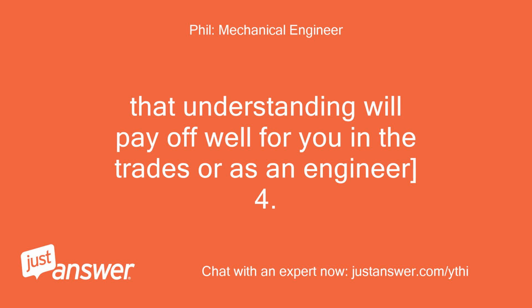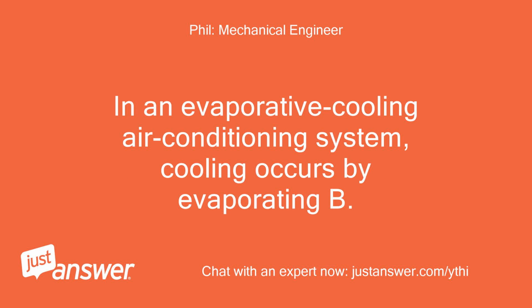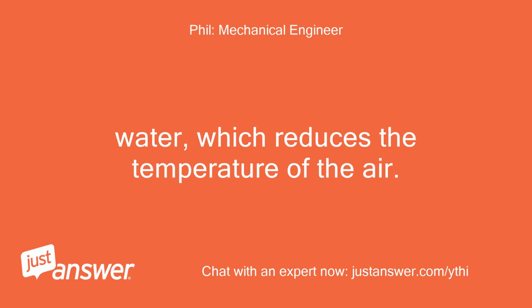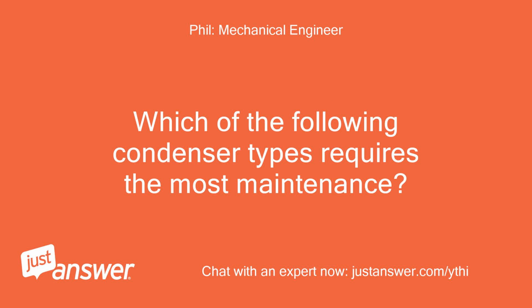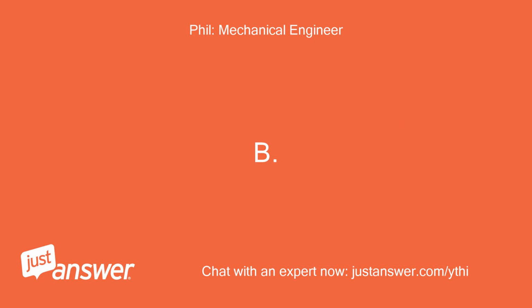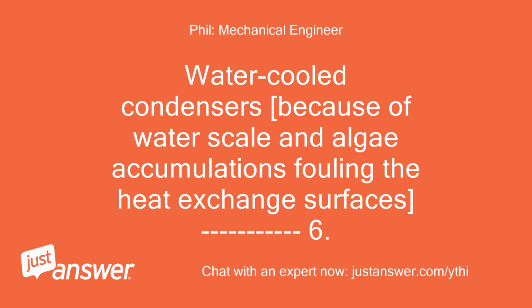4. In an evaporative cooling air conditioning system, cooling occurs by evaporating B. Water, which reduces the temperature of the air. 5. Which of the following condenser types requires the most maintenance? B. Water-cooled condensers, because of water scale and algae accumulations fouling the heat exchange surfaces.